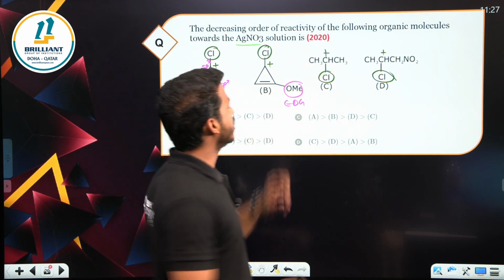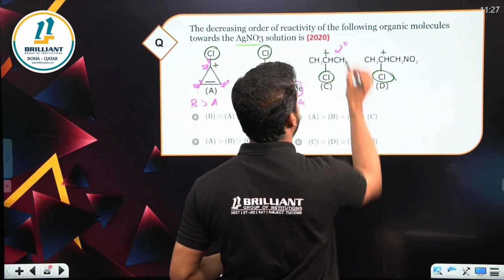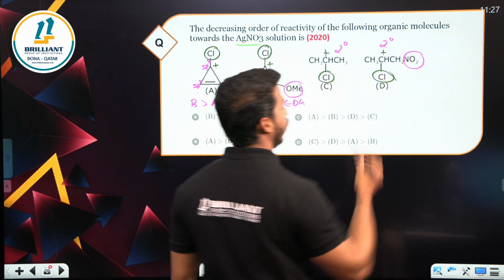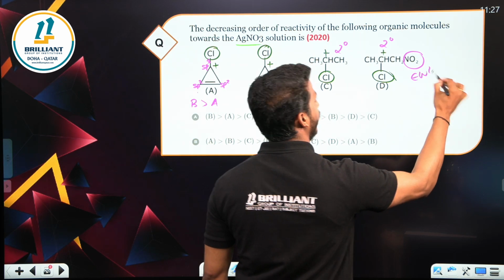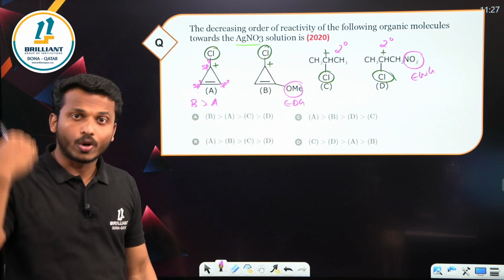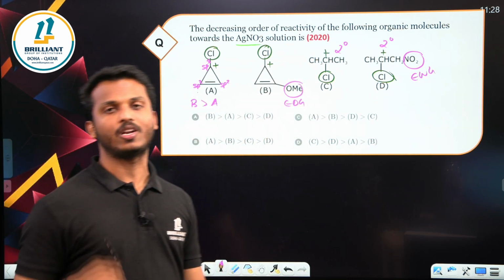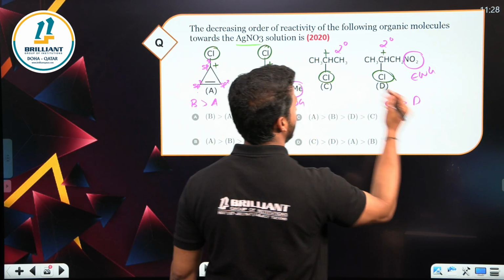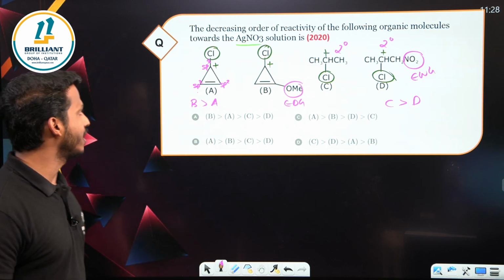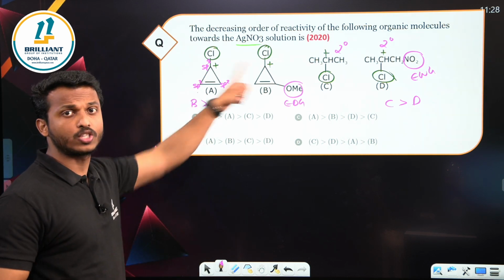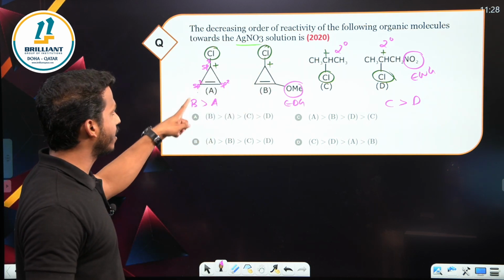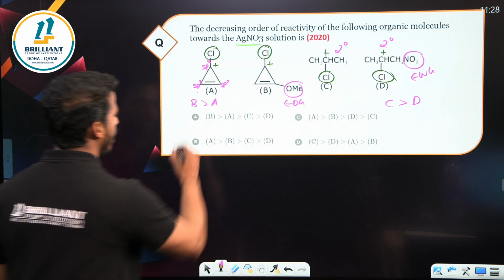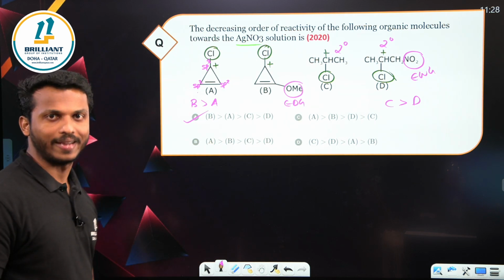Next one, what about this carbocation? It is a secondary carbocation, and this is also a secondary carbocation, but there is a nitro group. Nitro group is an electron withdrawing group, dear all. Electron withdrawing group decreases the stability of the carbocation. So when you consider C and D, C is more stable than D. So what is the correct answer, dear all? It is aromatic, so more stable. So B greater than A greater than C greater than D. B, A, C, D, which is the option? Option A is the correct answer.